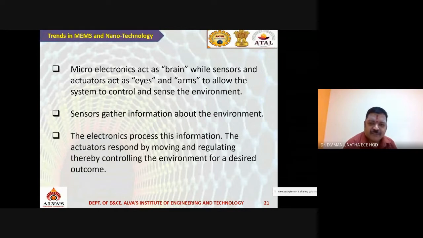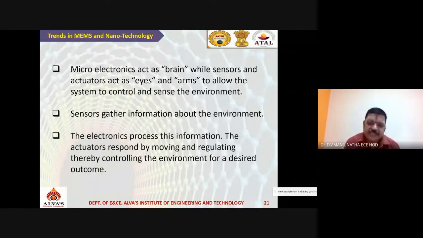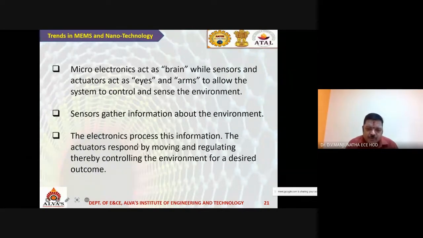So the arms act as a control system, right, which controls the eyes and the brain. Eyes means sensors and the microelectronics, right, actuators, right. So sensors gather information from the environment. The electronics process this information. The actuators respond by moving and regulating, thereby controlling the environment for a desired outcome, right?